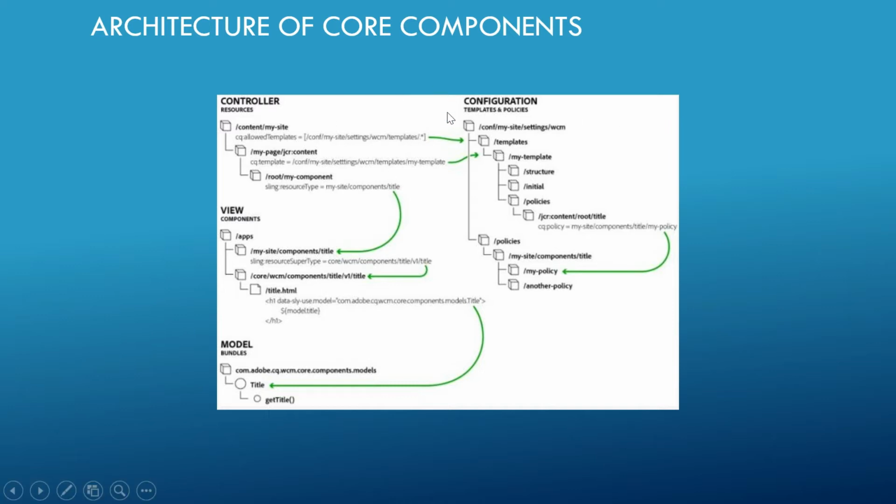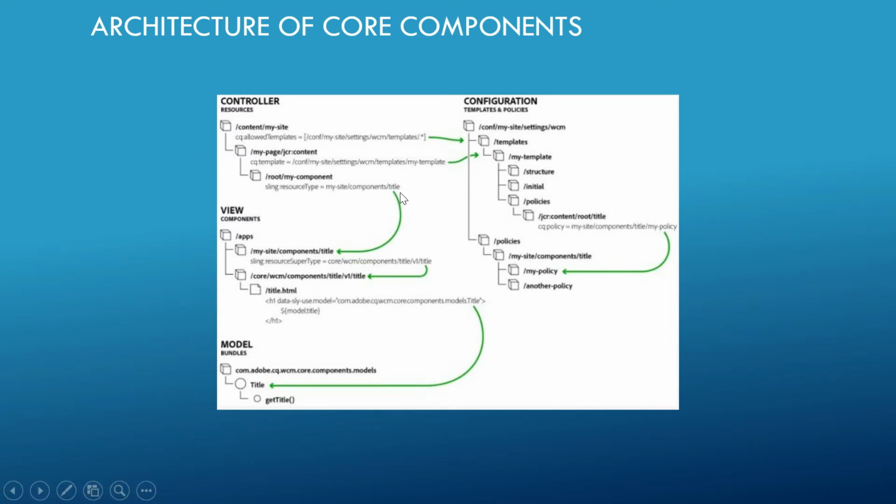Now, on the right side, there is a configuration. This is the template configuration or policies. Here we can configure the structure and the initial content. Then obviously we can set the policies, like a kind of design dialog. We can define how the author can use this component. All those details can be configured.